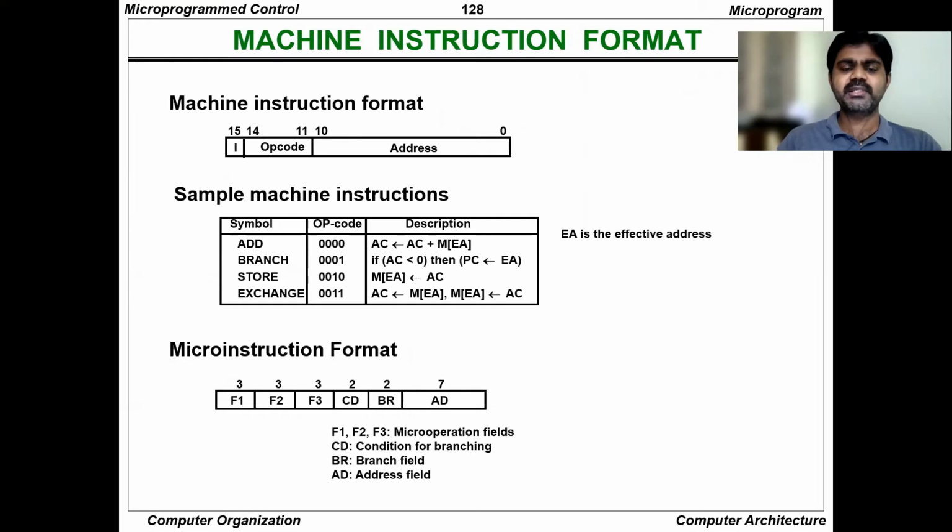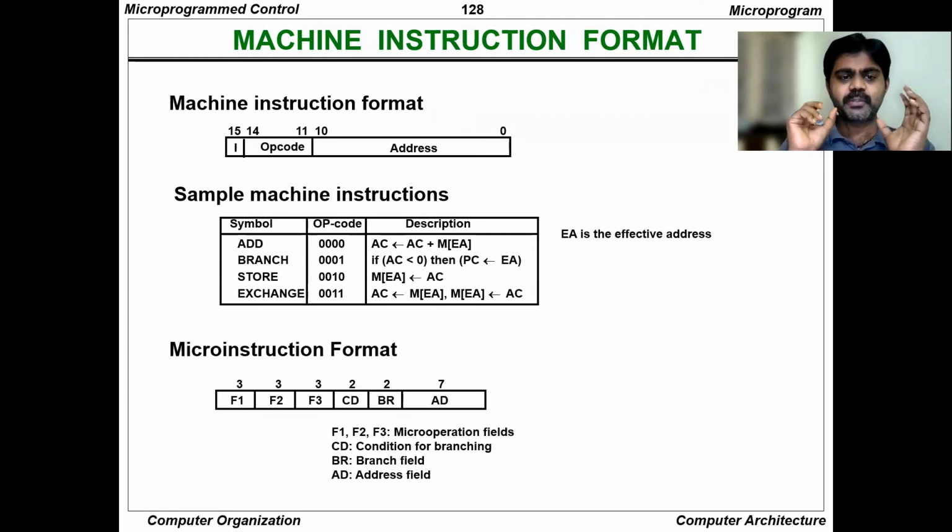If we see the simple machine instructions, as we said, we have 4 values for the opcode, that is 0, 1, 2, and 3. Opcode 0 stands for 0000, then 0001, 0010, 0011. So 0000 is your add instruction. As we know, EA is the effective address. Branch is 0001: if AC less than 0, then EA goes to PC. So what is add here? First we should know the effective address. M of EA, the content at the effective address, is added with the accumulator, and the result is stored in the accumulator.